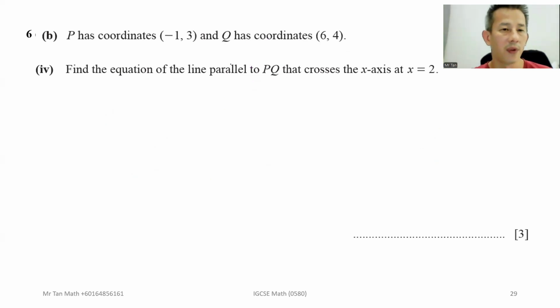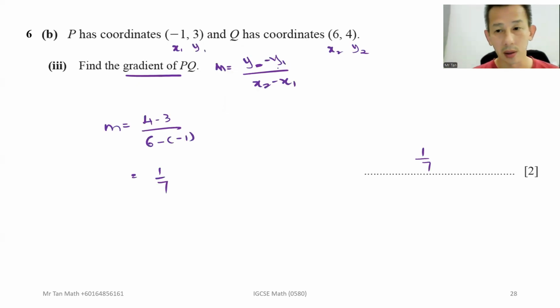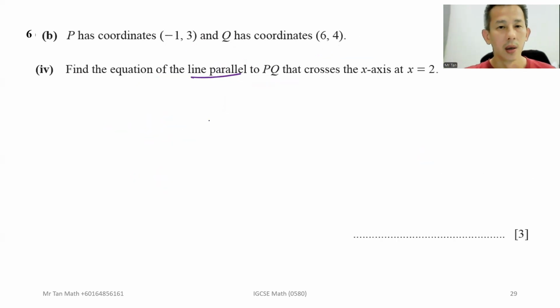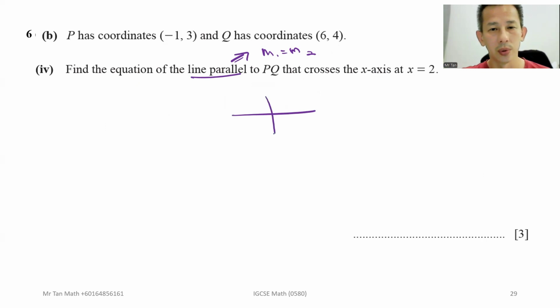Okay. Part 4. Find the equation of the line parallel to PQ that crosses the x-axis at x equal to 2. Parallel, you need to take note that m1 equals m2. They have the same gradients. So just now the gradient m should equal the same gradient, which is 1 over 7.